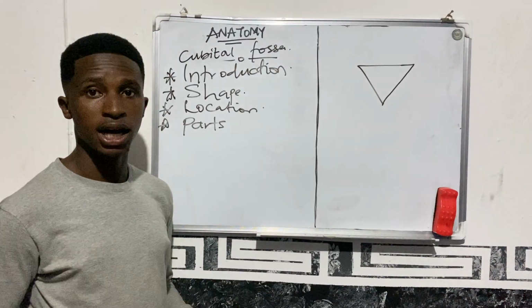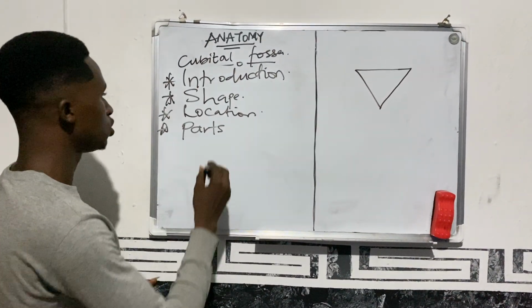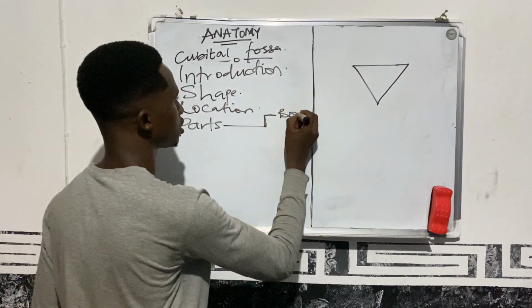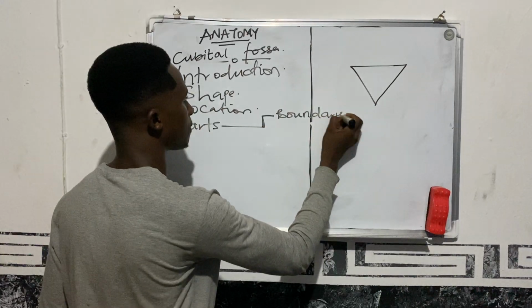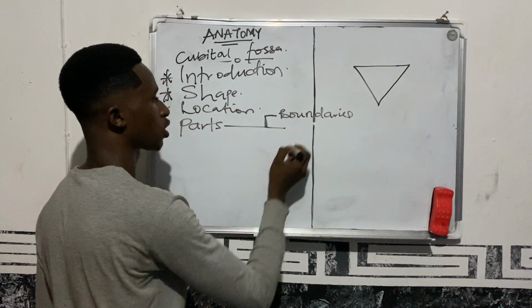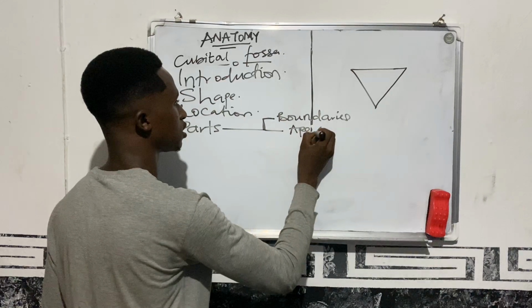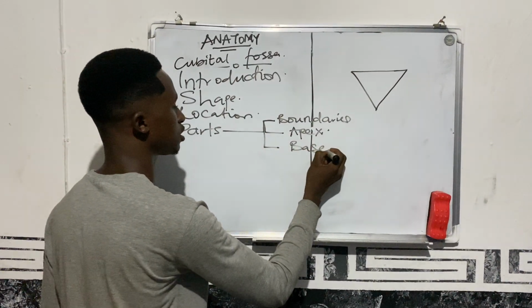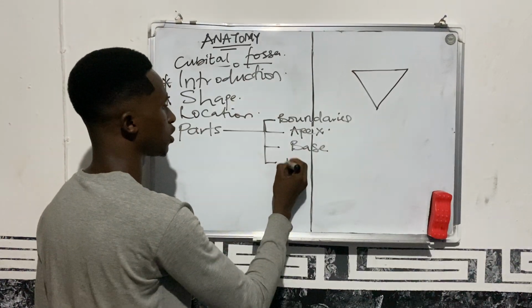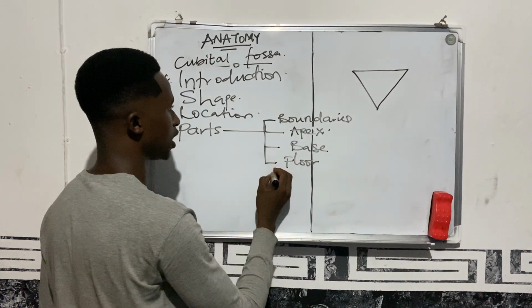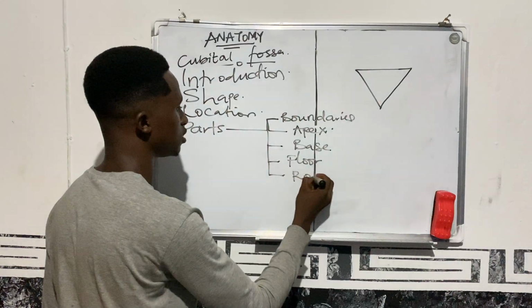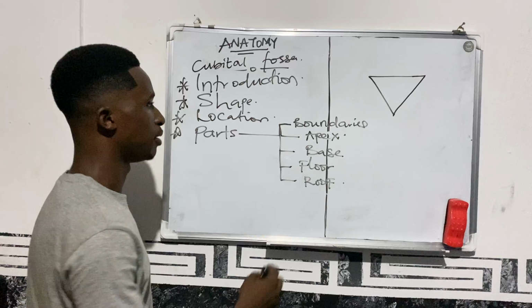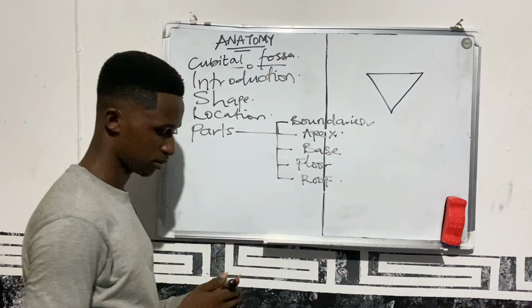The cubital fossa has many parts, which include: number one, the boundaries; number two, the apex; number three, the base; and number four, the floor. Lastly, we are going to talk about the roof. Let's start with the first, the boundaries of the cubital fossa.